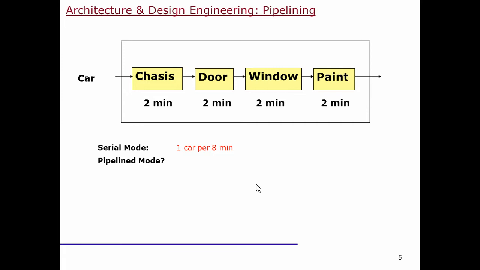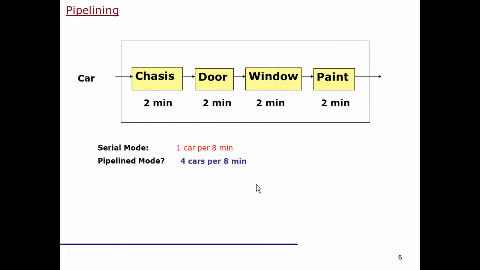So what would be the throughput in this example in pipeline mode? Well, since all 4 stages can get utilized and all 4 stages have the same amount of time, the pipeline mode would process 4 cars per 8 minutes. And therefore you've got a 4-fold improvement in throughput. But unfortunately, real life is not as well balanced as this example.